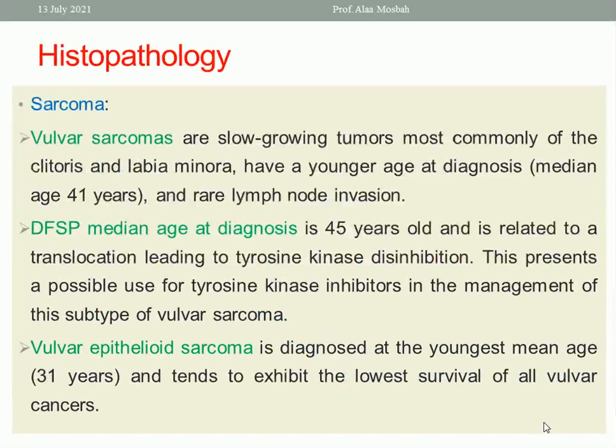Sarcomas are slow-growing tumors, most commonly of the clitoris and the labia minora, with a younger age at diagnosis, median age 41 years, and rare lymph node invasion. Dermatofibrosarcoma protuberans has a median age at diagnosis of 45 years, and is related to a translocation leading to tyrosine kinase disinhibition. This presents a possible use for tyrosine kinase inhibitors in the management of this subtype of vulvar sarcoma. Vulvar epithelioid sarcoma is diagnosed at the youngest, mean age 31 years, and tends to exhibit the lowest survival of all vulvar cancer.